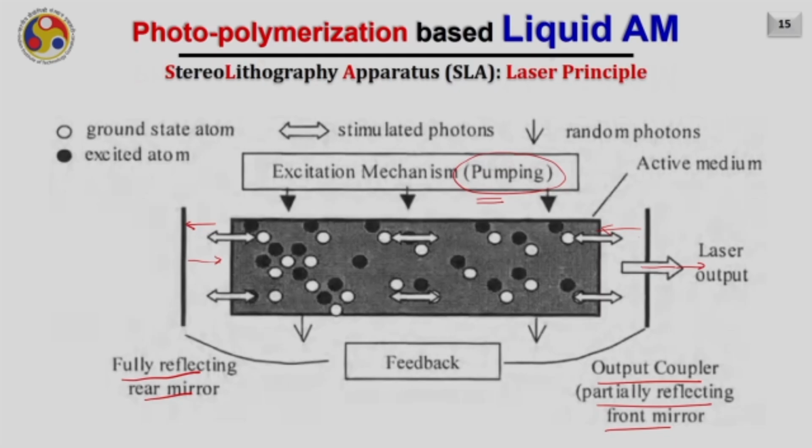Now, if we give sufficient energy from outside, which is equal to the difference between the two energy states, that will emit an electron or stimulate the photon from the excited atom, and hence the energy will be released in the same phase. So this is how basically the laser works.